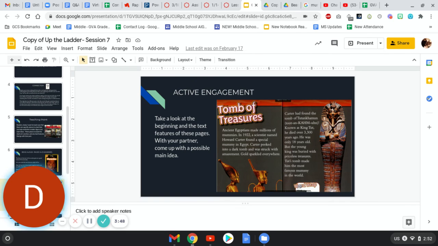So your job will be now to read these two pages on your own, and you're going to be reading about this and coming up with the main or central idea of those two pages.